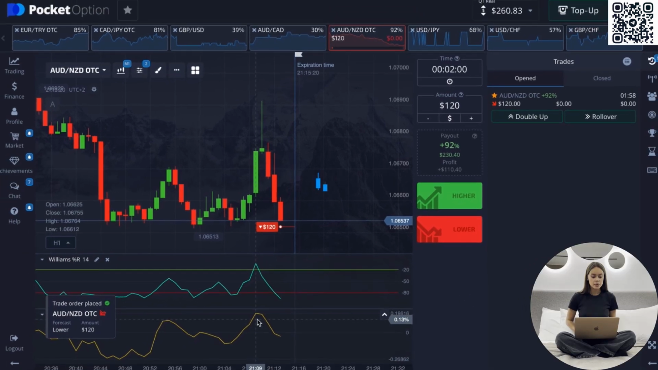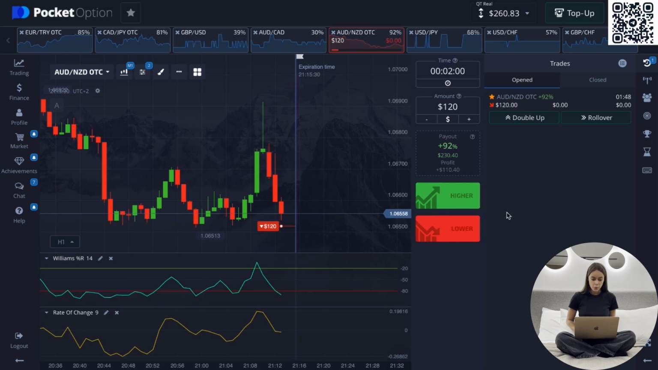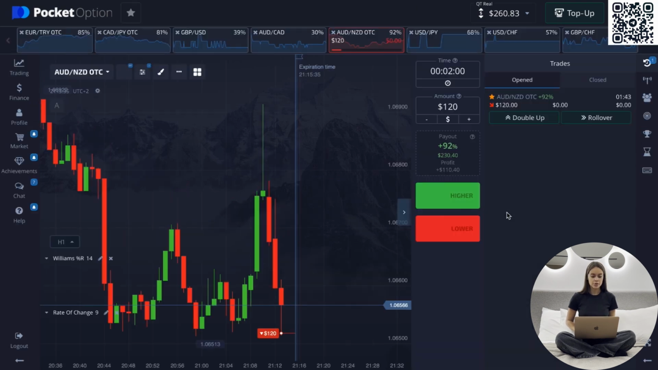So here I also saw a great opportunity to open a position. As you can see, all the signals indicated the opening of a trade for a decrease, which I did. Now we are waiting for the end of this transaction.